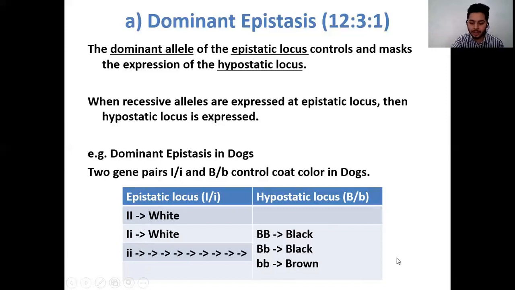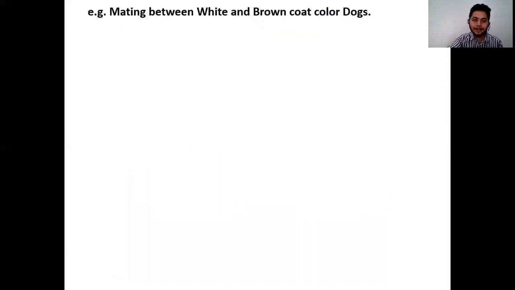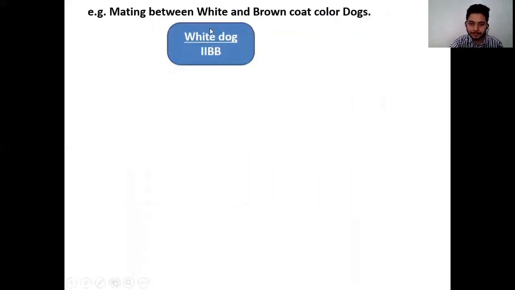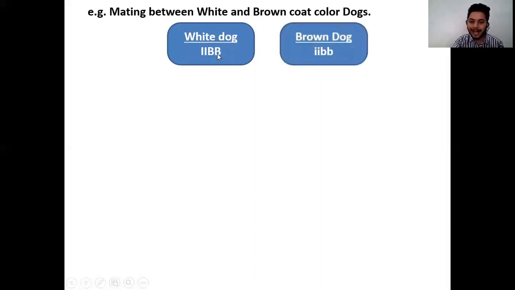So now what if two such dogs are crossed with each other or they are mated with each other? So let us see mating between a white dog and a brown dog. So I have a white dog with the genotype capital I, capital B, capital B. So if capital I is present, the default coat color is going to be white because this is my dominant allele at the epistatic locus and will not allow the expression of my hypostatic locus. The second dog that we have is the brown dog. The brown color is observed because the epistatic locus shows the recessive alleles and therefore the hypostatic locus is allowed to express. So now I'm going to mate a white dog with a brown dog.